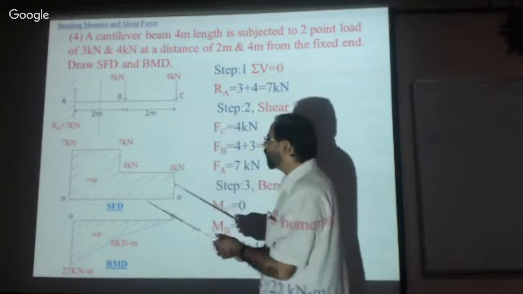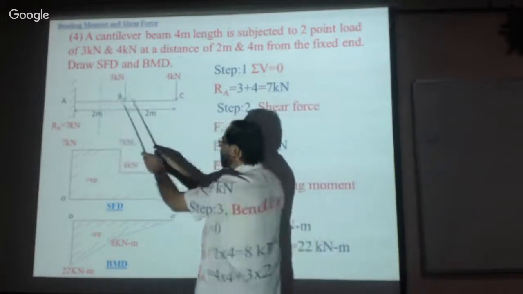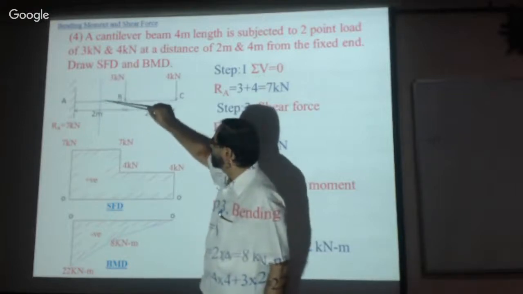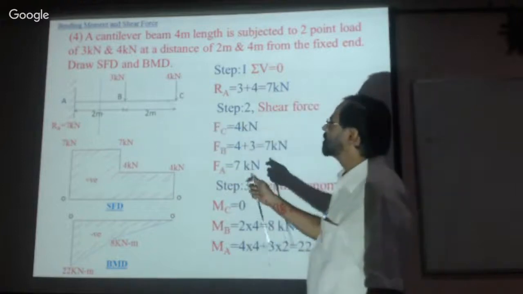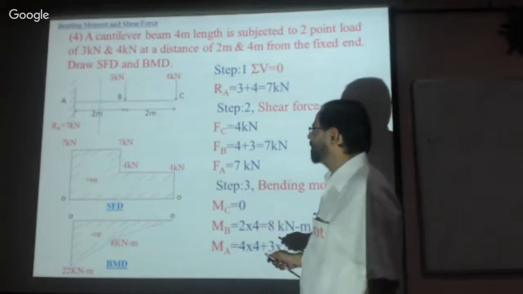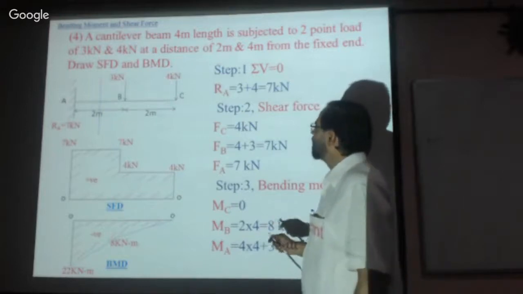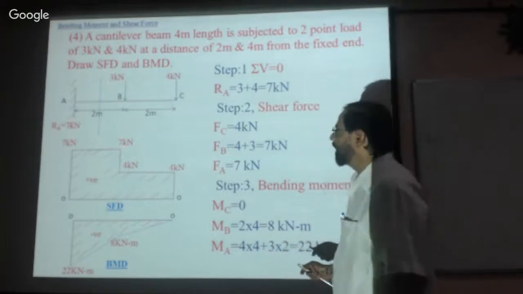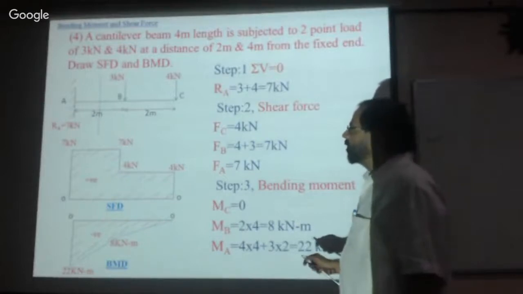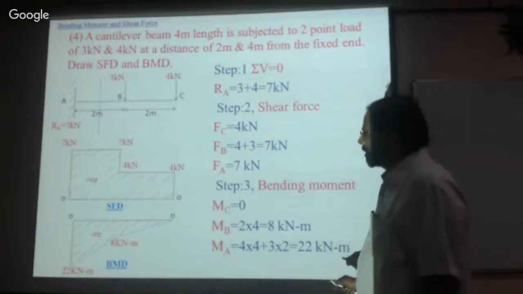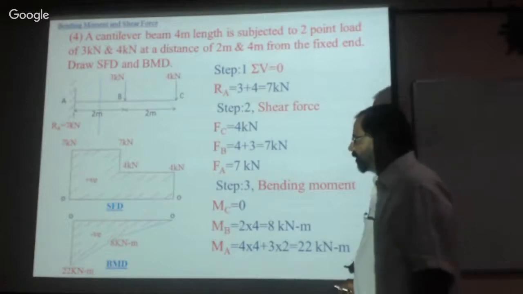And if you go and calculate the shear force at this point, on the right side, 3 kN plus 4 kN, that is 7 kN, is acting downward, and on the left side, upward, isn't it? So therefore, 7 kN shear force occurs between A and B. Now this is what we have calculated. And then plot it. For the plot, take a zero reference. This is the zero reference.